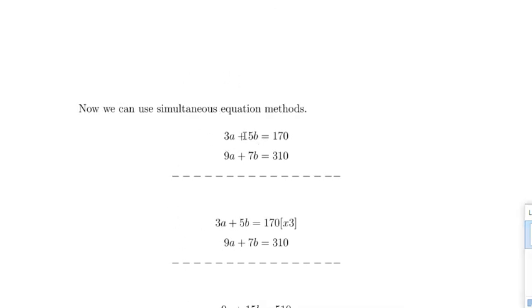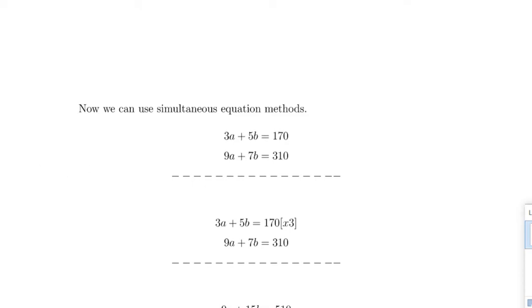I have 3a plus 5b equals 170. That's from our triangle. 9a plus 7b is equal to 310. Now, I can't really do much with this. My goal is to figure out a way to cancel one of these variables. There's two variables in here that overcomplicates things somewhat. So I want to cancel them out.